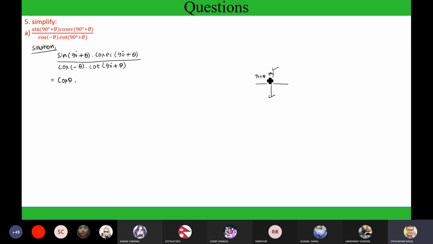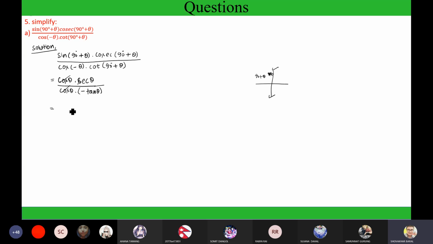Cosec 90 plus theta, again in the second quadrant. In the second quadrant cosec is positive, so cosec will be changed into sec theta, all upon cos minus theta. It will be cos theta into cot 90 plus theta. Cot 90 plus theta is in the second quadrant, where cot is negative, so minus. The ratio will be changed. Cot is changed into tan, so minus tan theta.